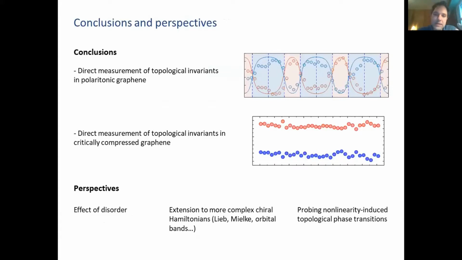And so this could be extended, and we have many perspectives for this, to study the effect of disorder inside the system, how we can induce a topological phase transition with disorder, but we can also try to extend it to other systems that share this chiral symmetry that the honeycomb lattice has, like Lieb, Mielke, or honeycomb lattices defined on orbital bands, and eventually use the properties of polaritons to study the effect of nonlinearity or eventually non-Hermiticity.